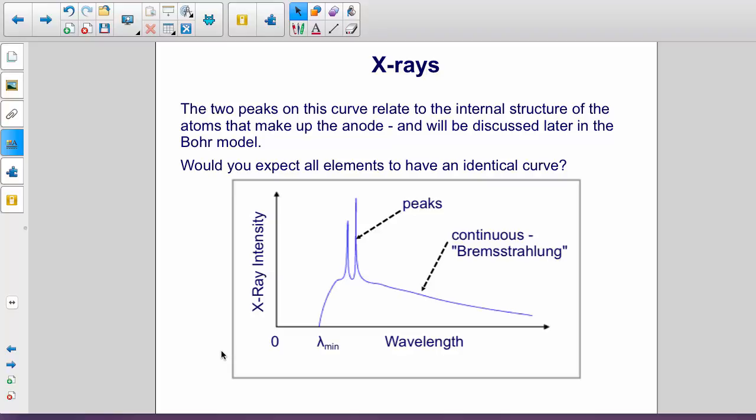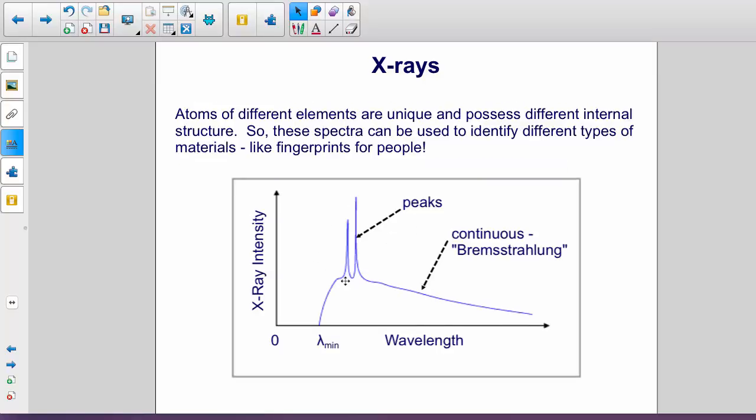Would you expect all elements to have an identical curve with a Bremsstrahlung like this and certain peaks? As it turns out, the peaks in the X-ray spectrum are different for different atoms or different elements. Each atom has a different internal structure and consequently will have a different spectrum. So these spectra can be used to identify different elements, just like fingerprints do for people.